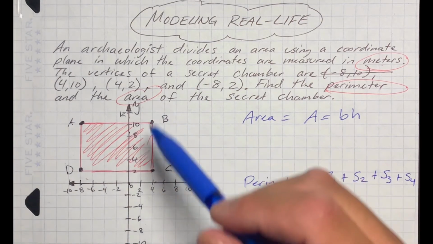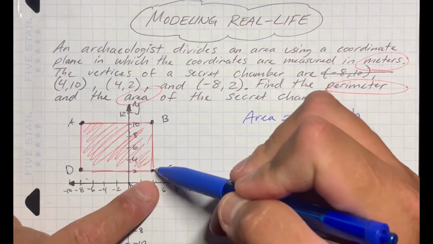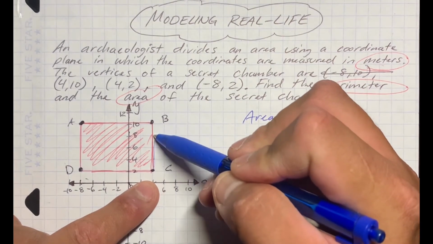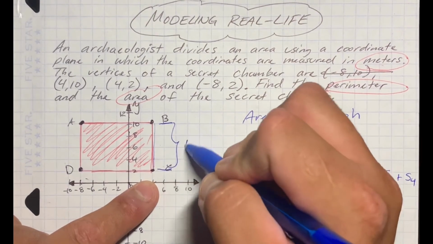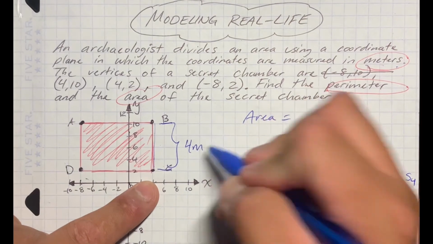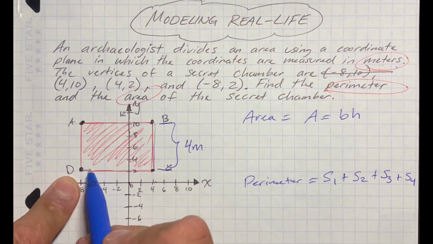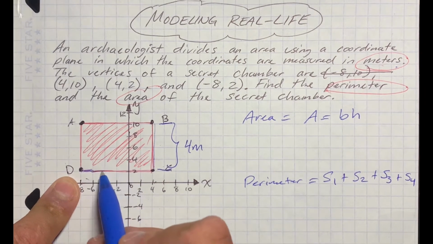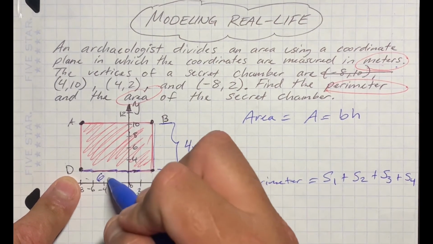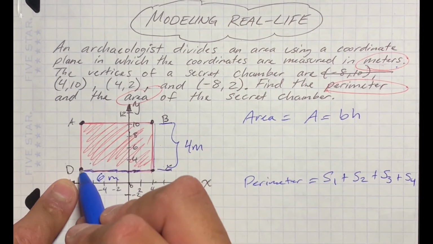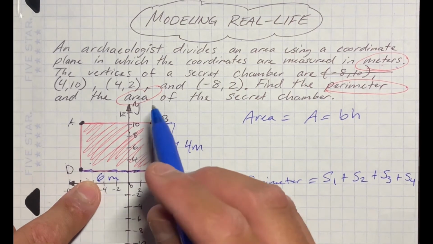Now, I don't know the height of this quadrilateral, this rectangle, but I can count. So we have 1 unit, 2, 3, 4. So from here to here is 4 meters, 4 meters tall. Now we've got to get the base of it. So we have 1 unit, 2 units, 3 units, 4 units, 5 units, 6 units. So we have 6 units or 6 meters. That's the distance from point D to point C. So we have the base measurement and the height.